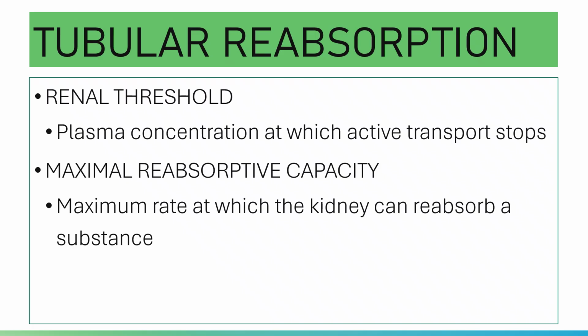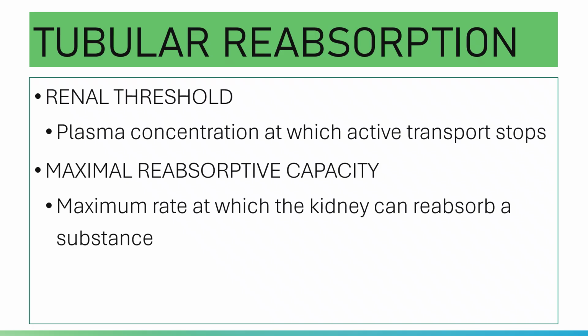For renal threshold, again, that is the plasma concentration of the substance wherein it first begins to appear in the urine. Active transport stops. It will not be reabsorbed anymore, and it will appear in the urine. Below the renal threshold, the kidneys will reabsorb all the substance.